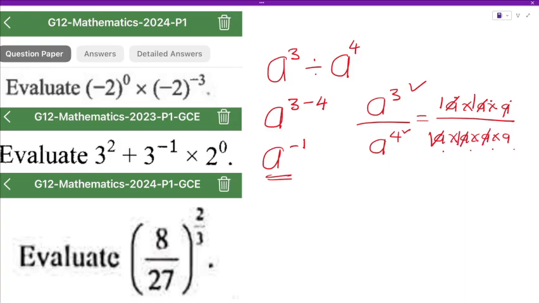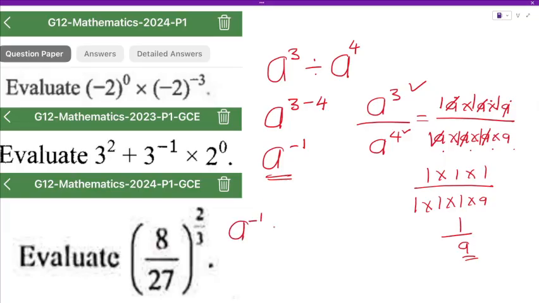That A and that A cancel. The 1 becomes visible, and here it becomes visible. Meaning down here we're going to remain with 1 times 1 times 1 on the numerator part, and then down here we're going to have 1 times 1 times 1 times A. 1 times 1 times 1 on top will give you a 1. 1 times 1 times 1 times A will give you A. Same question solved differently has given us these two answers. Therefore, A to the power negative 1 is equal to 1 over A.